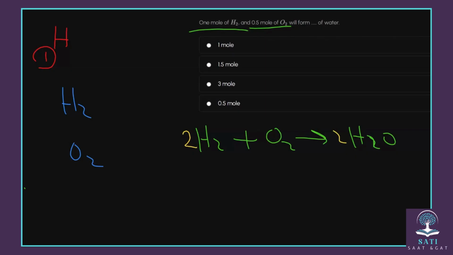So if you now count, you're going to see that the number of hydrogen here is 4, and here is 2 times 2, which is 4. And you're going to see that oxygen is 2, and here this represents 1 multiplied by the 2, so that means it's 2. So that means it is what? Balanced.